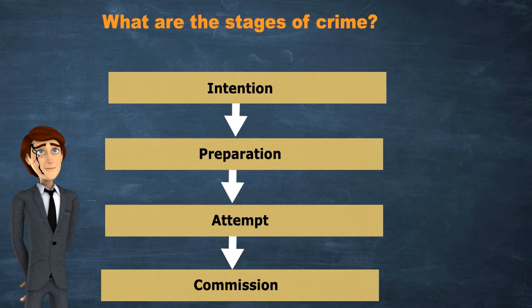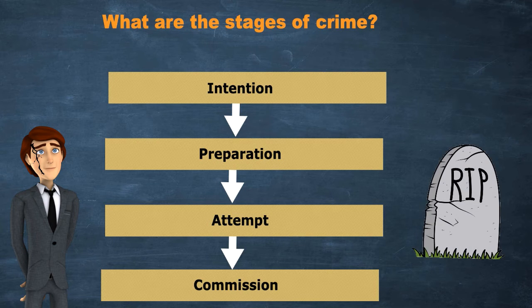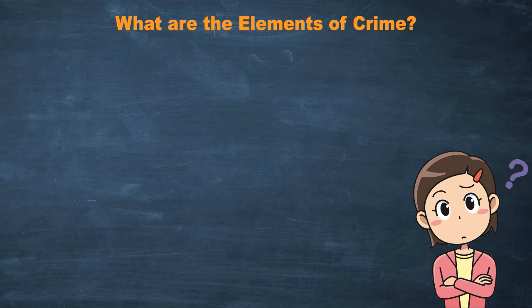So criminal liability arises only when the crime has reached the third stage, which has gone beyond preparation and has entered into the domain of attempt. Okay, so those are the stages of crime. Now, I have the next topic, that is, what are the elements of crime?